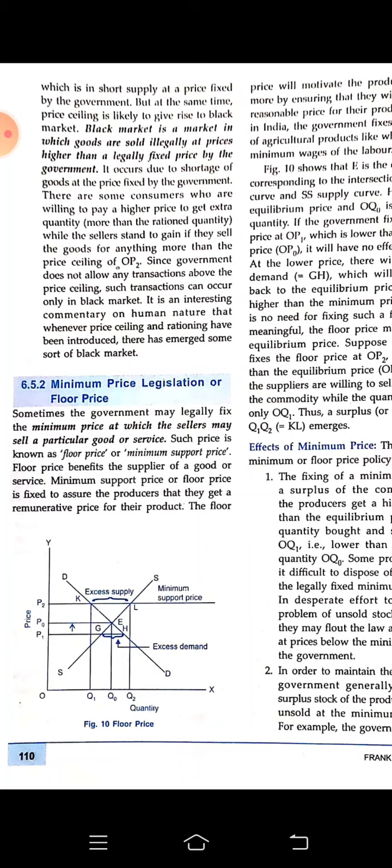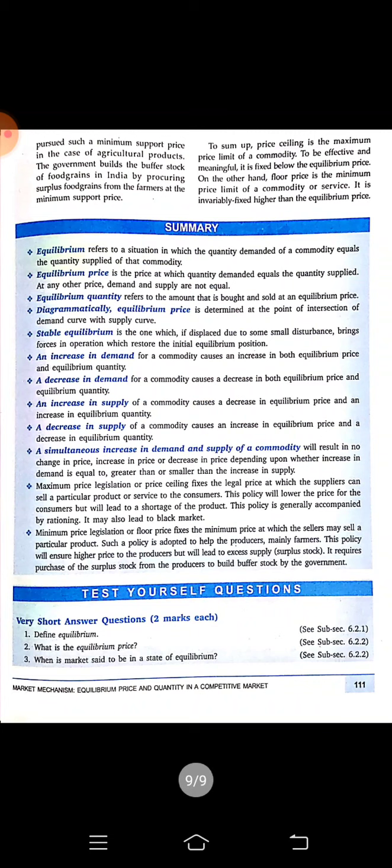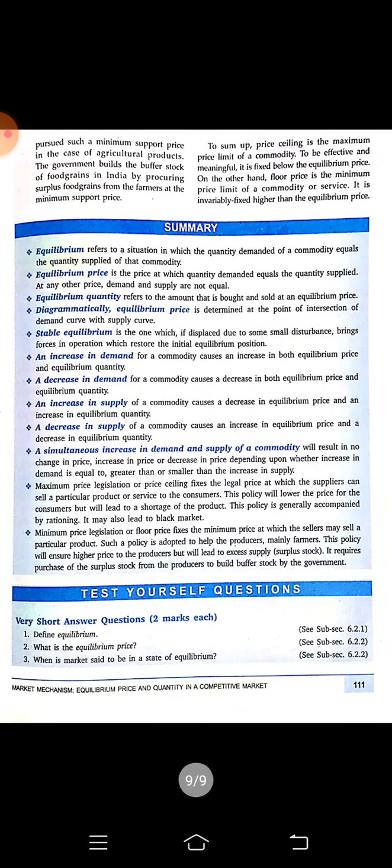The government builds a buffer stock of food grains in India by procuring surplus food grains from the farmers at a minimum price support, and later on this is again supplied or given back to the people in the form of rationing.